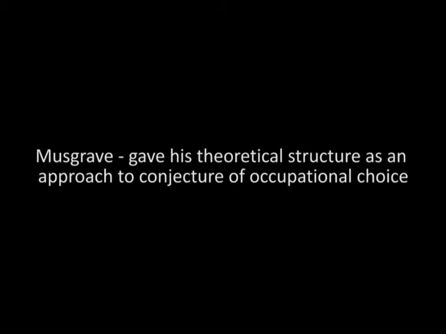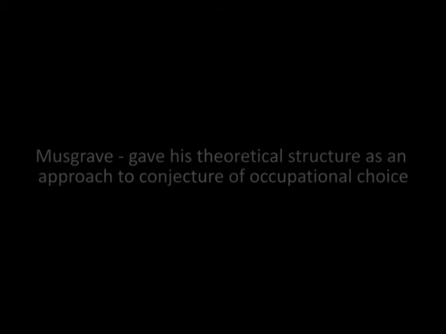Theories of occupational choice. Researchers have given a great deal of interest to the path by which a young individual decides to pursue any occupation. Theories in the past have been developed by Ginsberg and Bloch. This review will be primarily focusing on the modern British work. Musgrave gave his theoretical structure as an approach to the conjecture of occupational choice.